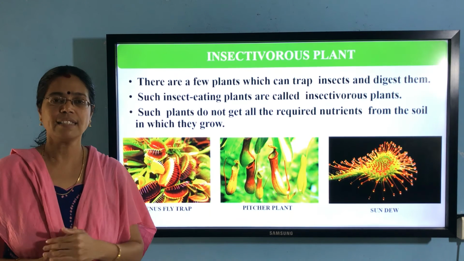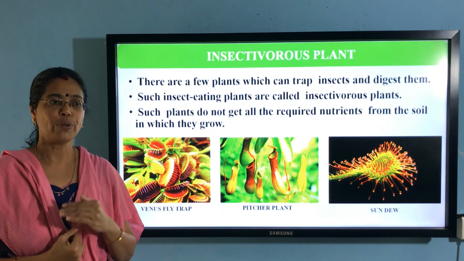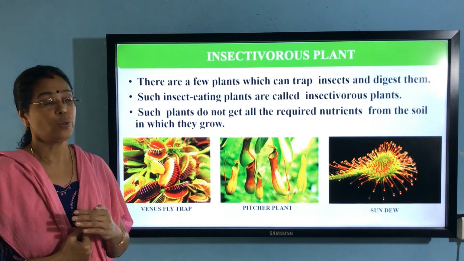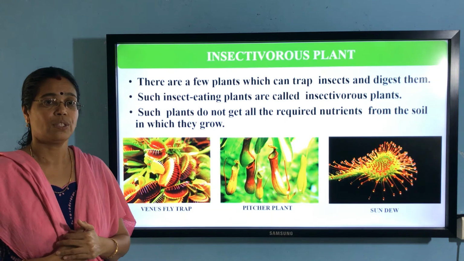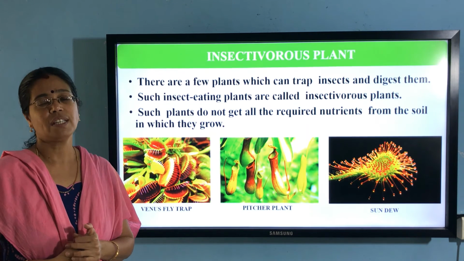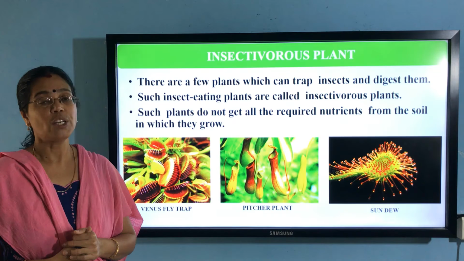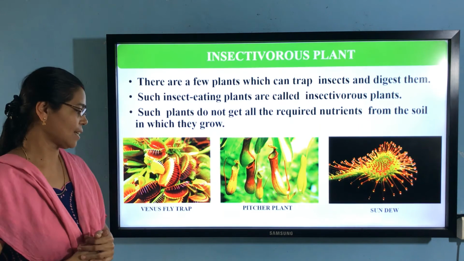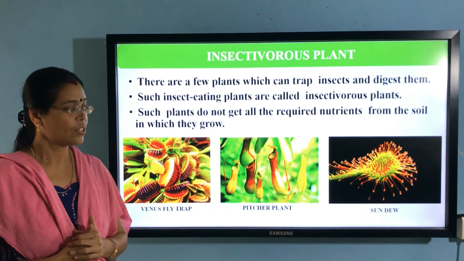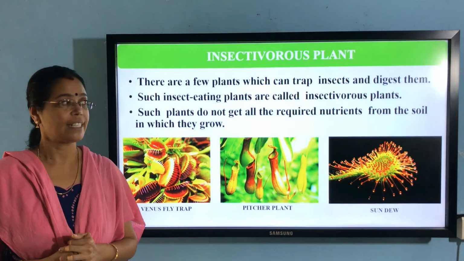So it will digest the insect and it will take the nutrients from the insect. So these plants are also called insect eating plants. Such type of nutrition is also a heterotrophic mode of nutrition. The examples of these insectivorous plants are Venus flytrap, pitcher plant and sundew plant.